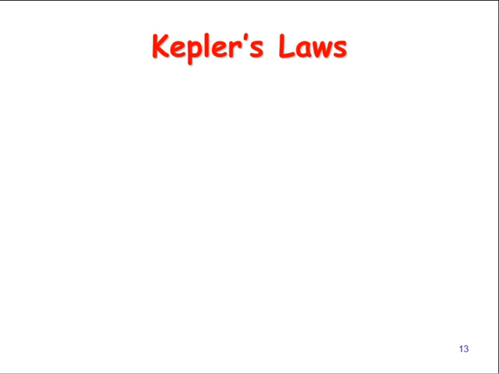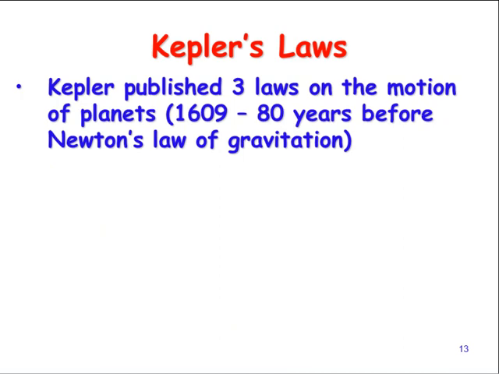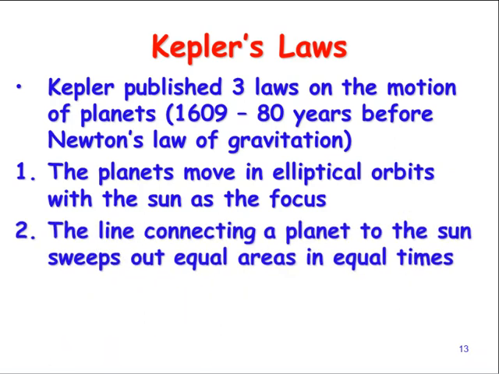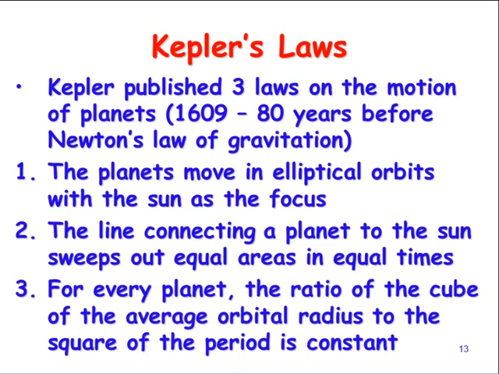I just want to have a look at something now linked into satellites, which is Kepler's laws. Kepler had three laws, and this was published before Newton's law of gravitation. One, the planets move in elliptical orbits. The Sun is the focal point for that. Two, the line connecting the planets sweeps out equal areas in equal times. The one that's of real interest to us here is that for every planet, the ratio of... anyway, you can read that.